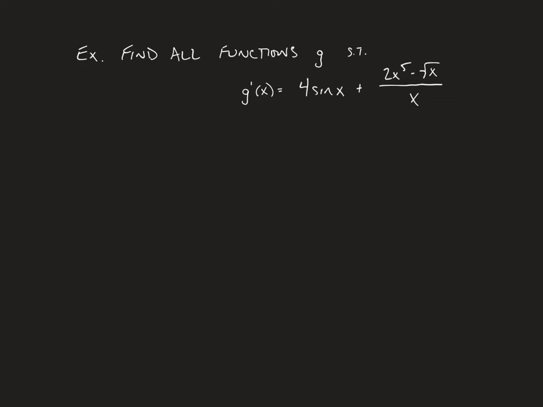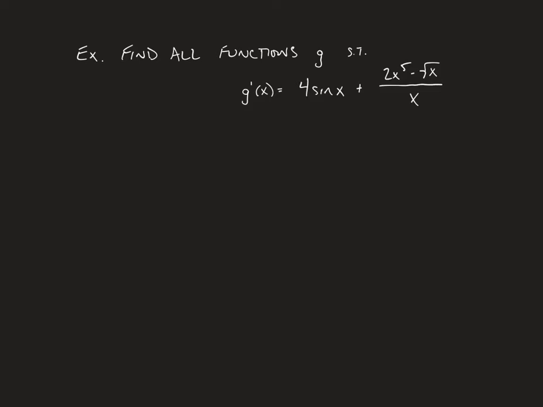All right, so we've spoken about antiderivatives, and now what we're going to do is try to do this on our own. We're asked to find all of the functions g such that g prime of x is equal to this expression here, 4 sine x plus 2x to the fifth minus the square root of x, over x. I'd encourage you to pause the video and do it on your own, but once you're done, you can hit play, and now I'm going to walk through the solution here.